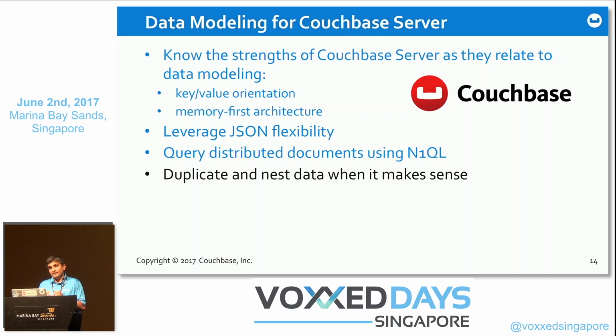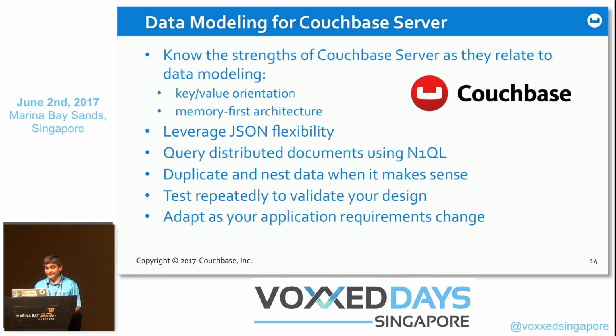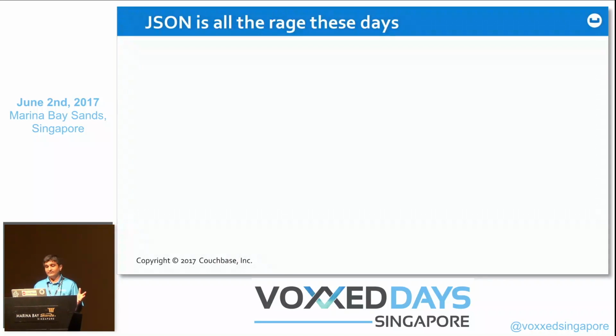Of course, you give up on sets there while you're trying to update the document. Maybe you'll have to update more than one document. That's one thing that you'll have to consider. But again, there's a trade-off there. That's something that you'll have to choose wisely. How many times do you even update the artist? The artist is never updated. So why not embed it? Makes sense, right? So that's what I mean by duplicate and nest data when it makes sense, and test repeatedly to validate your design.